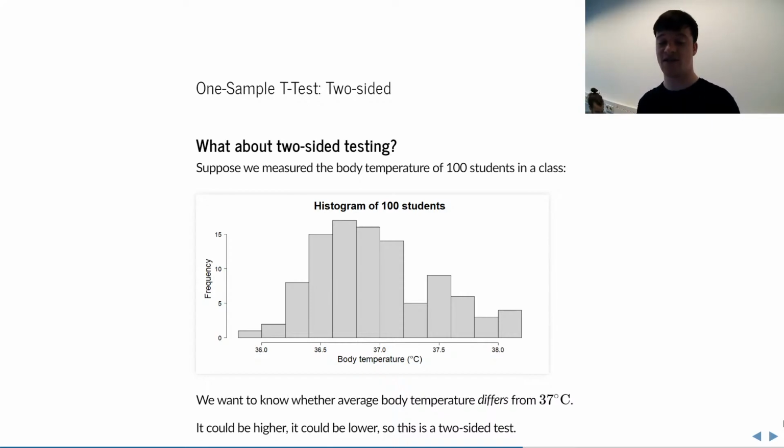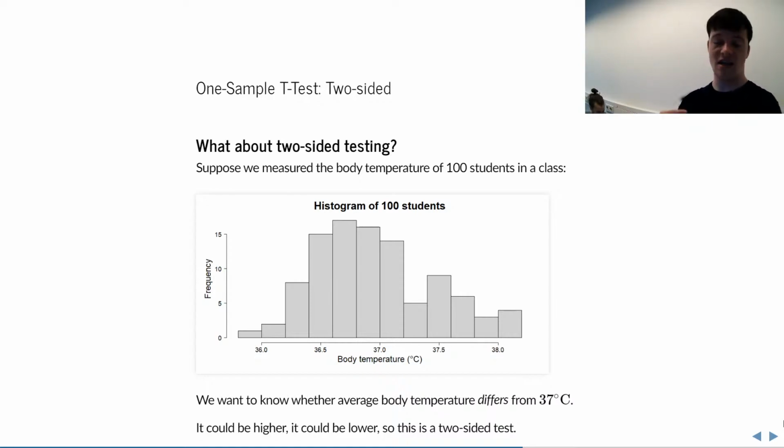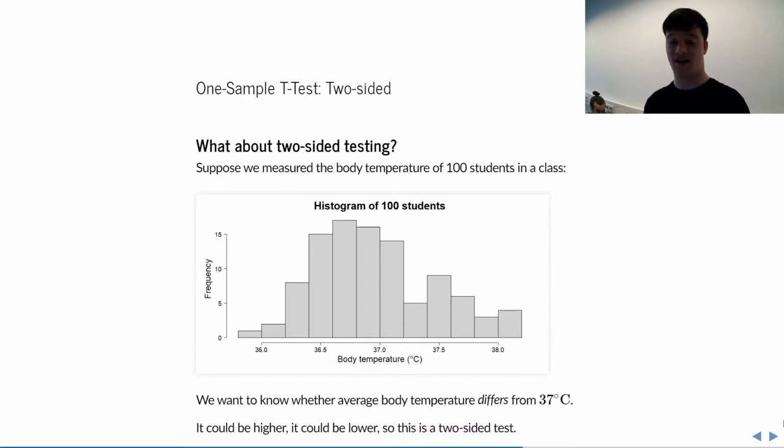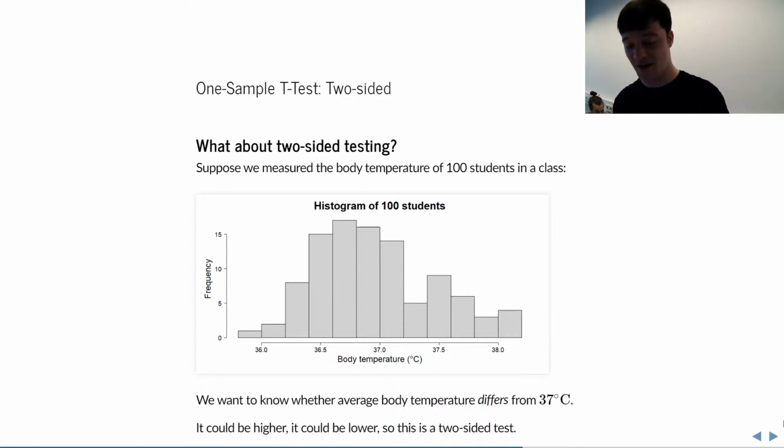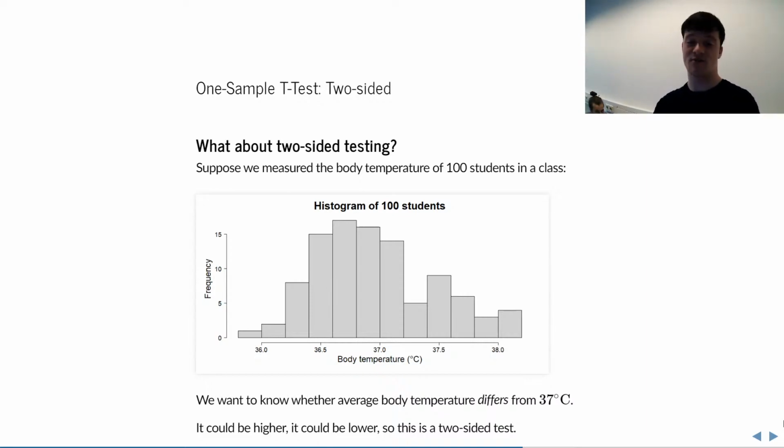In a two-sided test, I would not just be interested in increases in body temperature, but also in decreases. So, maybe this lecture is really exciting and everybody has a high body temperature. Maybe it is really boring and we're all more towards 36 degrees. I don't know. But that's what a two-sided test means. It means we're assessing both kinds of differences, positive and negative.